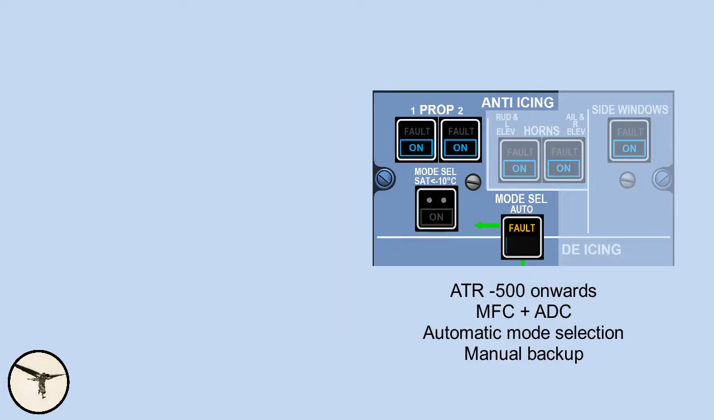A failure of the MFC or the air data computers will trigger an amber fault light in a mode select push button, and the high power cycle is automatically activated. The procedure is to revert to manual control of the timing as I described just a moment ago.